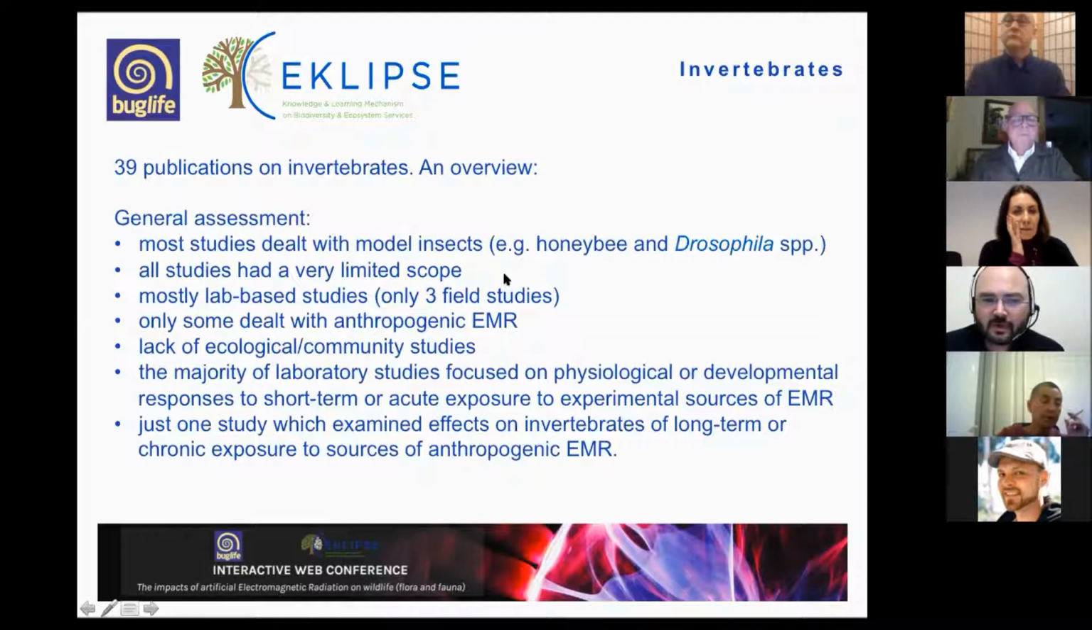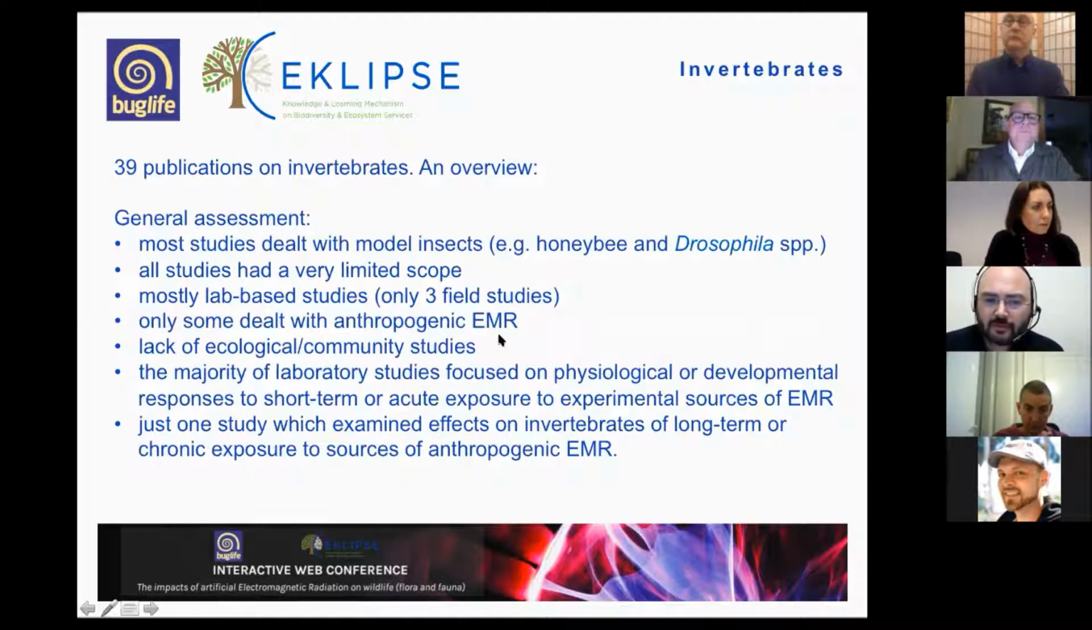And as a result of this, all studies had a very limited scope, mainly dealing with a single species, and mainly also dealing with those species within the lab. So there were only 3 field studies out of these 39, and not all of those actually dealt with anthropogenic EMR. Many of those 39 studies actually dealt with natural magnetic fields.